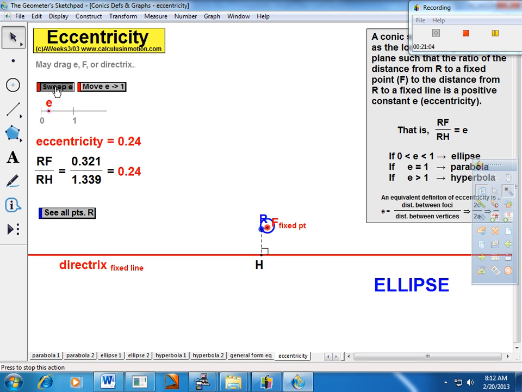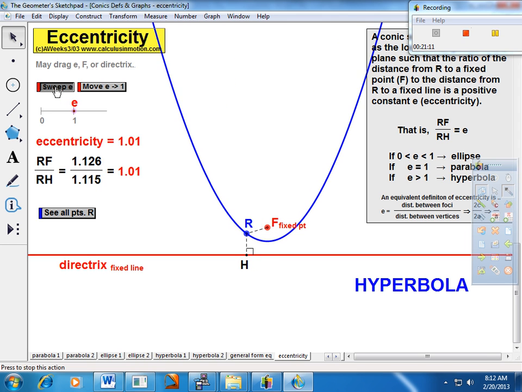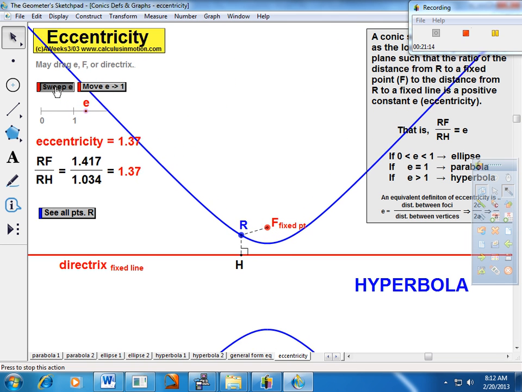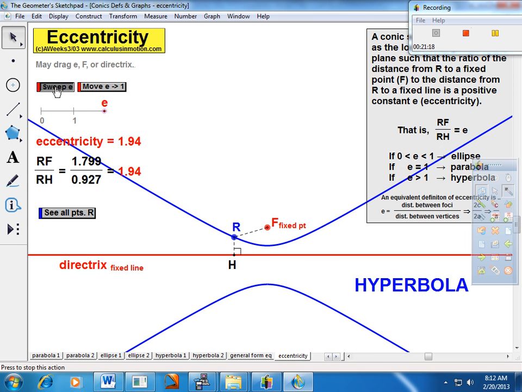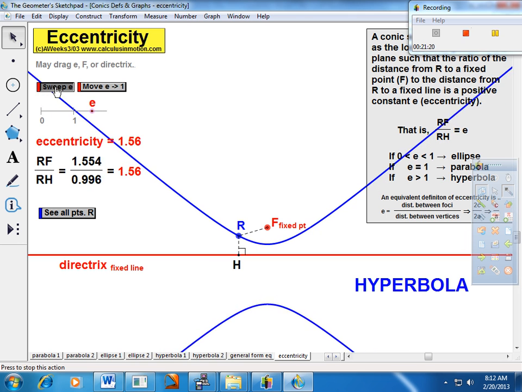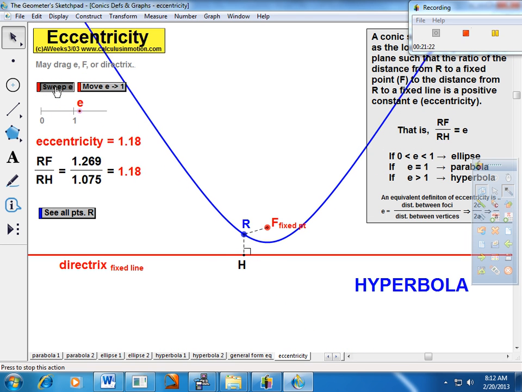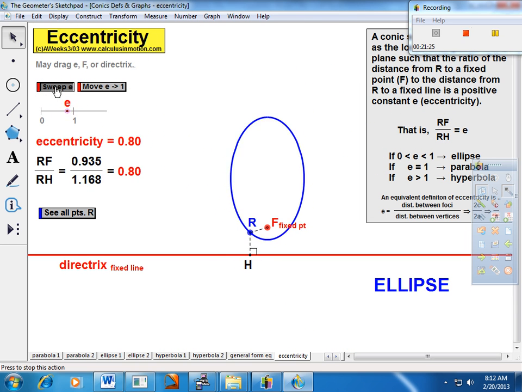Go. Cool. And so the answer was wider, as a matter of fact. As the eccentricity gets larger and larger, the branches of the hyperbola get wider and wider.